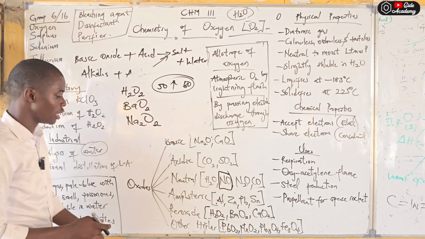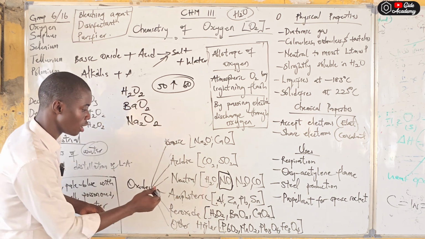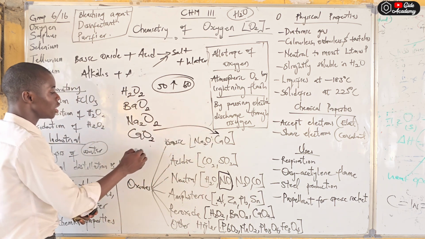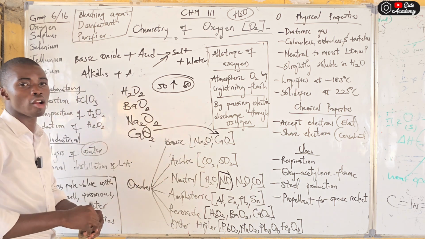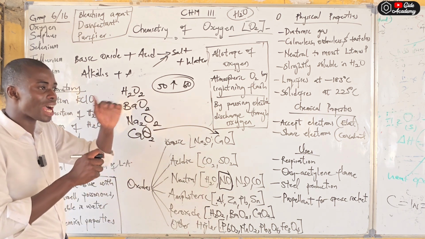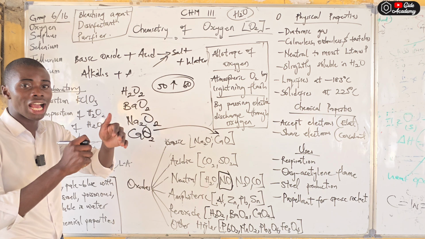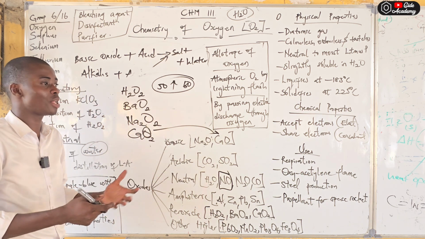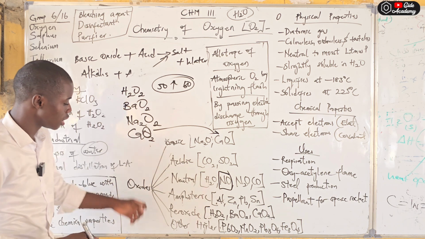Let's look at the next one. Calcium oxide. Look at calcium oxide here. But if I now put the 2 here, it's now called calcium peroxide. So peroxide is actually a higher oxide. When an oxide has a higher proportion of oxygen, more than the expected amount, the product formed is a peroxide.